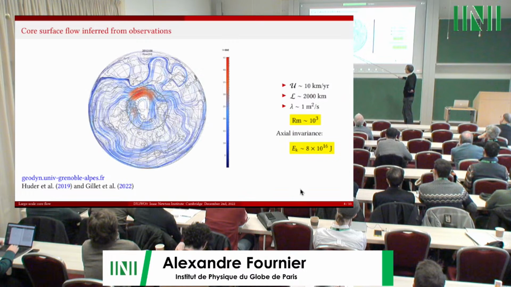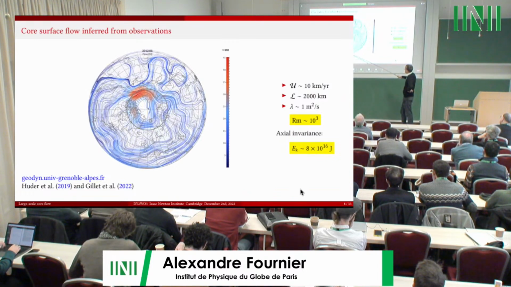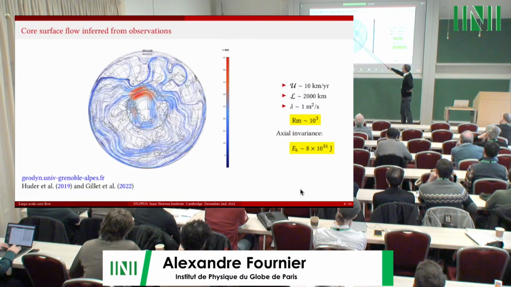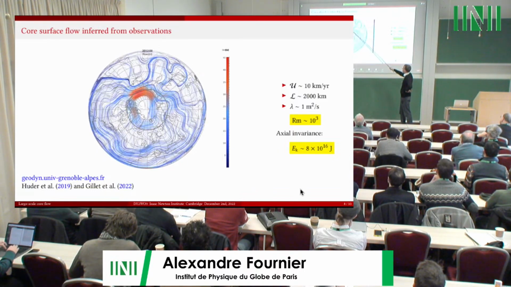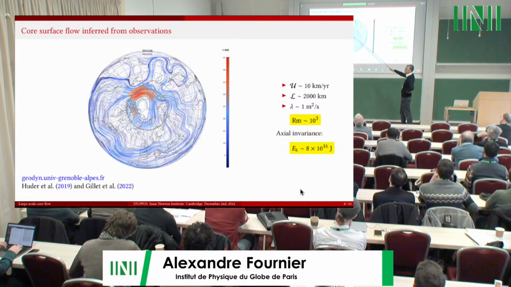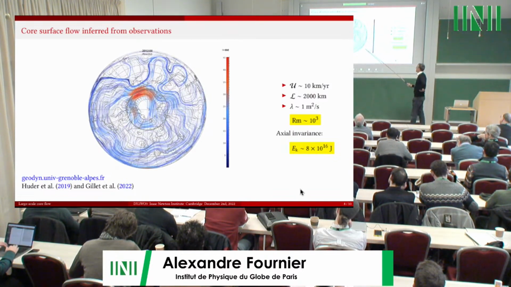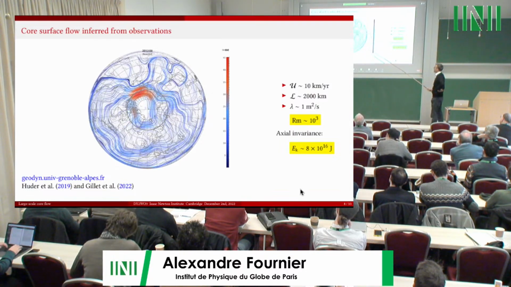So the flow is particularly intense underneath the Atlantic. It goes up, goes around the tangent cylinder, and is particularly strong underneath the Bering Strait, with velocities as high as 45 kilometers per year. So we have an idea of the large-scale flow.